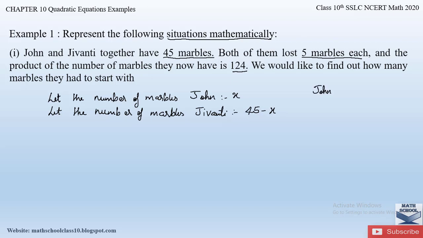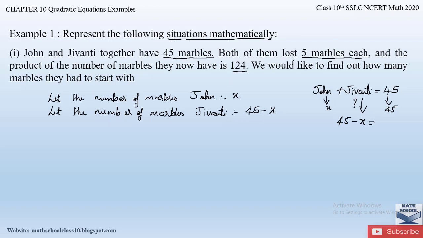The number of marbles John has plus the number of marbles Jeevanti has is equal to 45. The number of marbles John has, we are assuming to be x, and together they have 45 marbles. So how many does Jeevanti have? Jeevanti will have the total number of marbles minus what John has. So that is the number of marbles Jeevanti has: 45 minus x, since both of them together have 45.